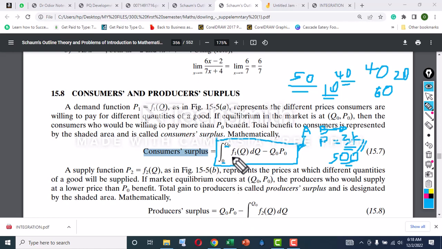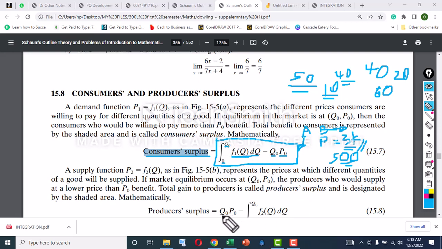Then the function that you are given, this is the demand function. Take note, this is the demand function because we are talking about consumer surplus, minus the equilibrium quantity again times the equilibrium price. These two are equilibrium price and quantity. This is the equilibrium quantity. This one and this one will definitely be the same thing. Then this is the demand function.